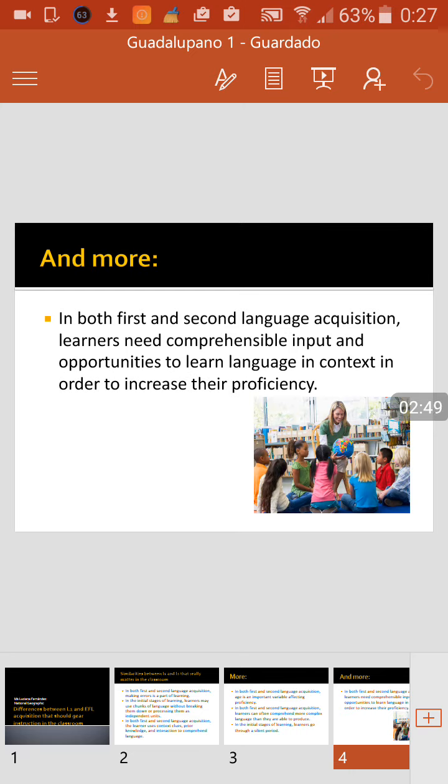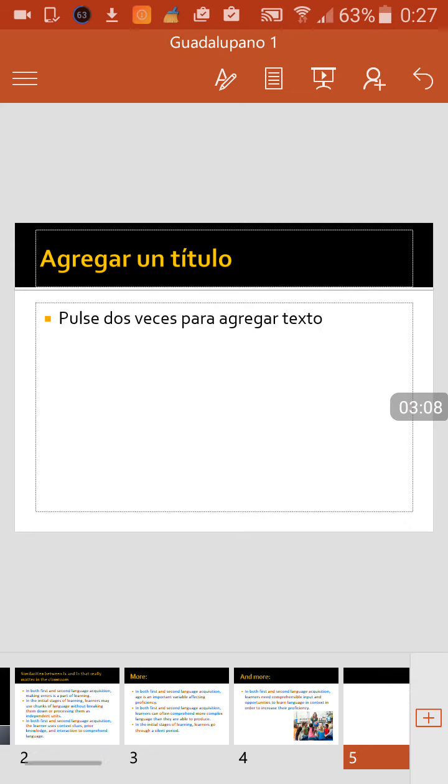And last but not least, in both first and second language acquisition, learners need comprehensible input. So it is really very important that language teachers of young learners make themselves understood by using gestures, body language, lots of visuals, okay? And sometimes even bringing the real objects to the classroom.